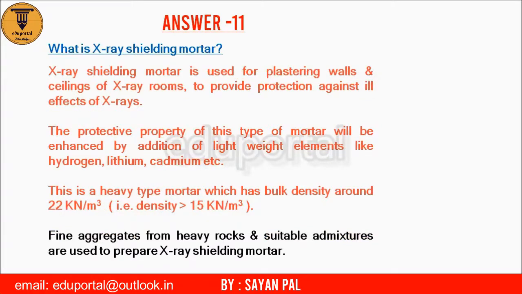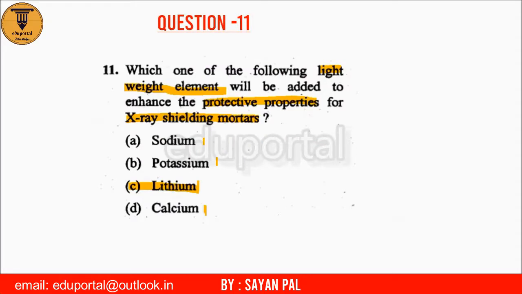Now we will see the question again, and the question is which of the lightweight materials is used to enhance the protective properties. So here hydrogen is not there and cadmium is not there, but lithium is here. Okay, so we can say that option C is correct, that is lithium is used to enhance the protective property of X-ray shielding mortar. Okay, let's move on to question number 12.